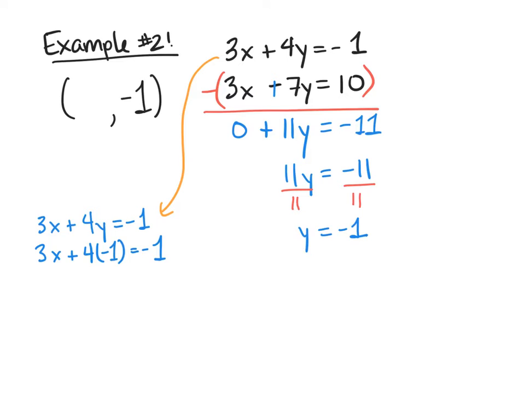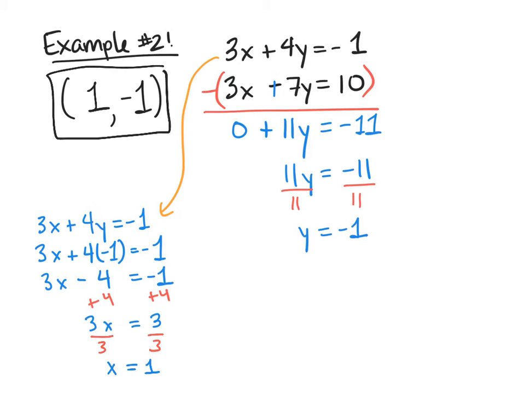Okay, so let's solve this puppy. 4 times negative 1 is, I believe, negative 4. So I'm just going to change that to minus 4 equals negative 1. I'm trying to get the x by itself, so I'm going to add 4 on both sides. Add 4, add 4. So I've got 3x equals 3. And then to get the x by itself, I'm going to divide both sides by 3. And voila, x is equal to 1. So I can put that up here in my solution.